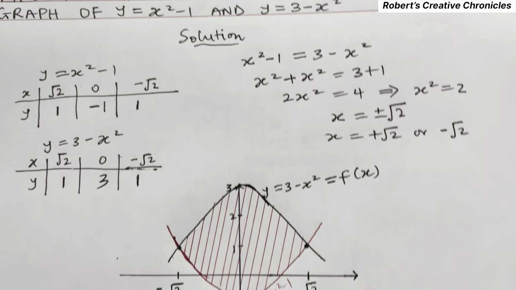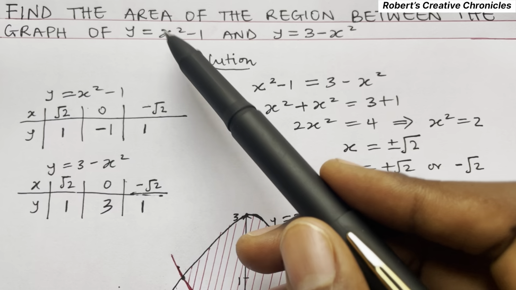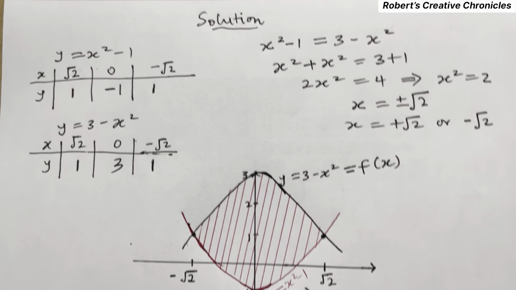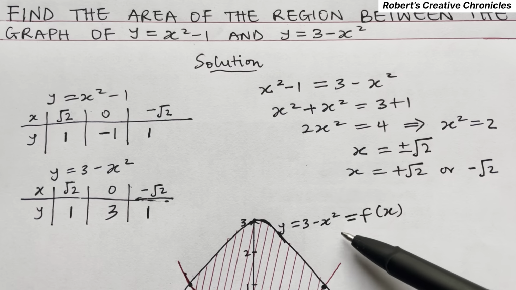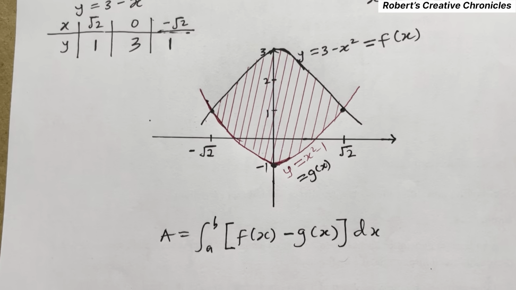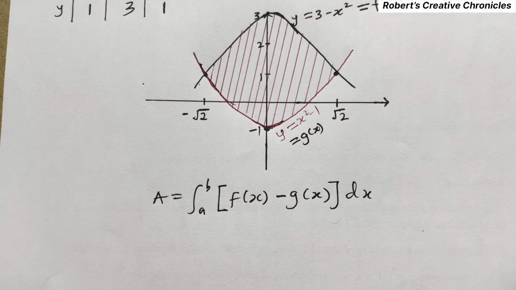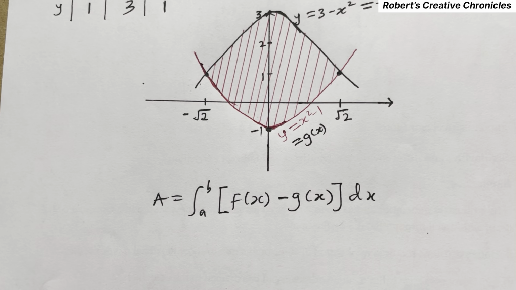If you look at the question, it's like this one is f of x and this one is g of x, since this one was stated first. But from the graph, you can see that it is the reverse. The one that was stated second is actually f of x and this one is g of x. So you can't know it from the question. You have to plot it graphically, do a rough sketch, to know the one that you're going to substitute here.